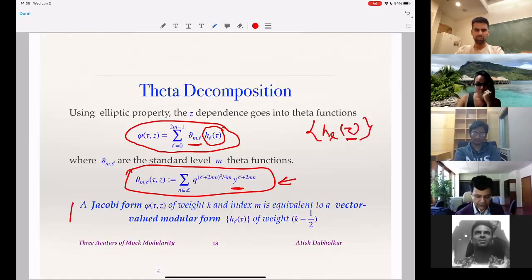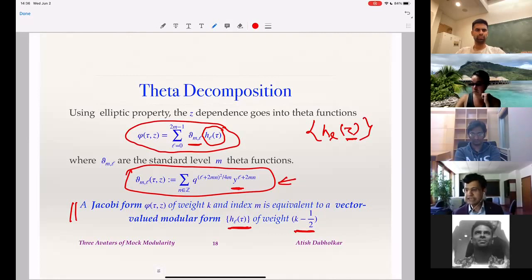So therefore, a Jacobi form phi tau of z of weight k and index m is equivalent to a vector valued modular form h_l of tau of weight k minus half. K minus half because this theta function has weight plus half. So just to add up the weights, if you want an object of weight k, h_l has to be of weight k minus half.